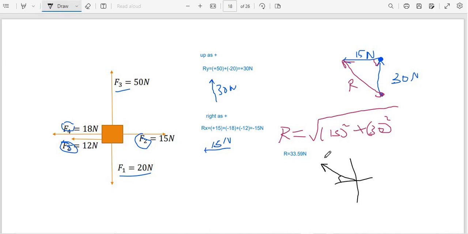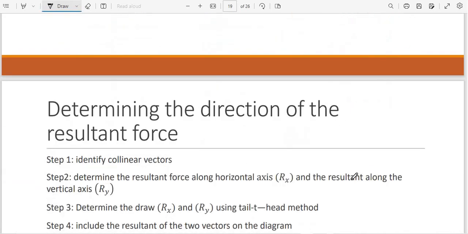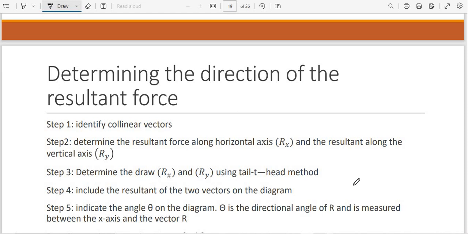So if we want to know the direction of r, we are going to need to follow the following set of steps. Step number 1, we're going to be doing what we have been doing. So we are just adding to everything we've been doing. Number 1, you're going to identify collinear vectors. When you're done, you're going to find the resultant along the x direction and the resultant along the y direction.